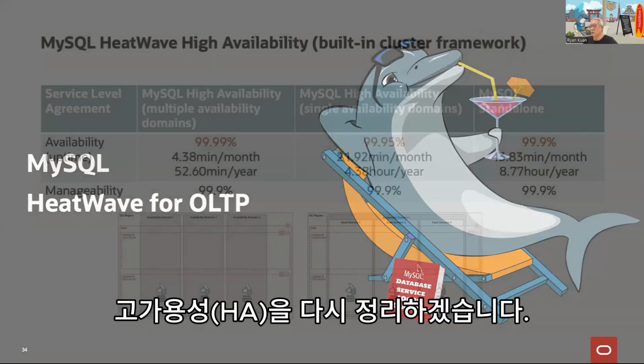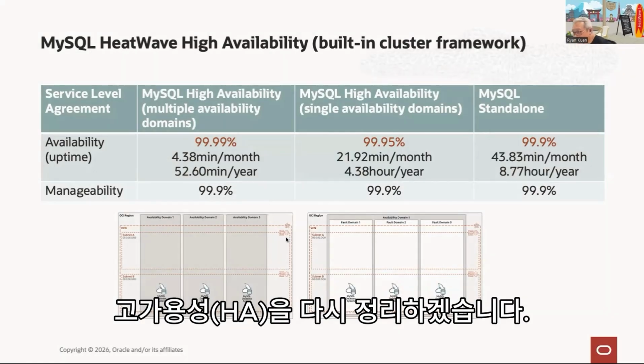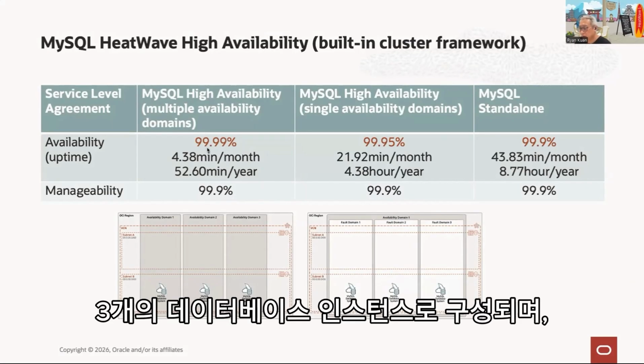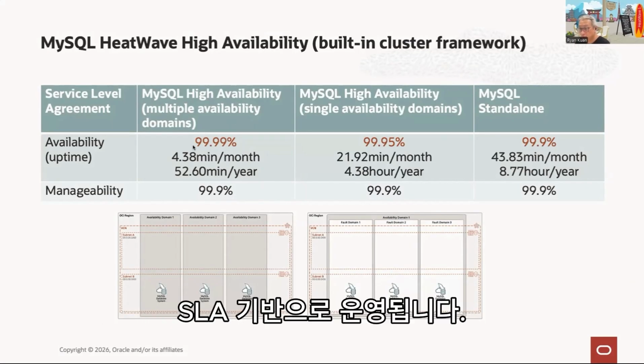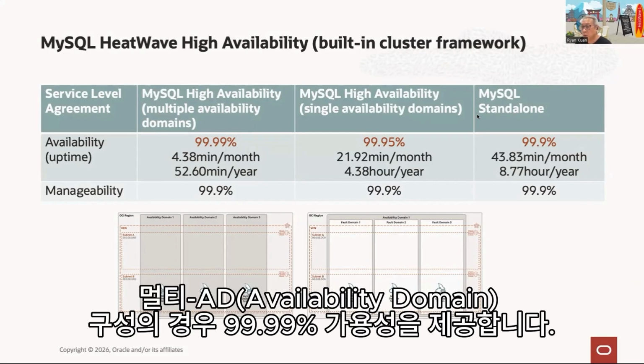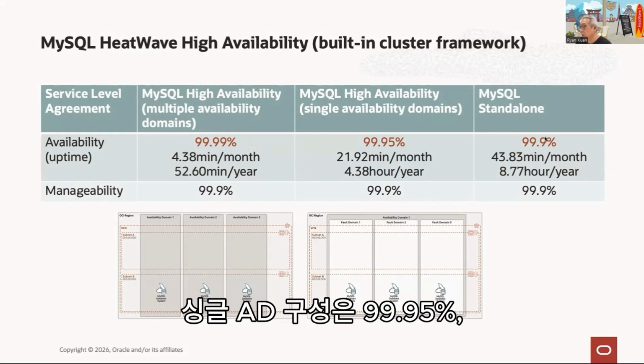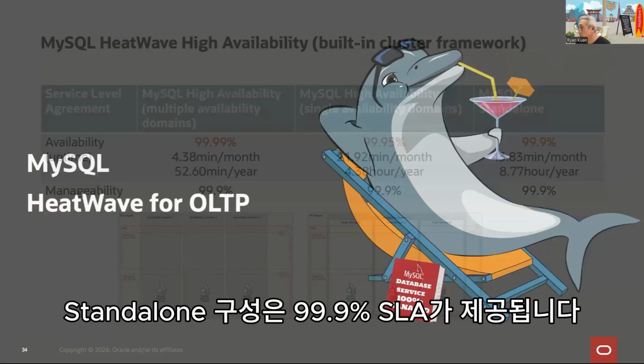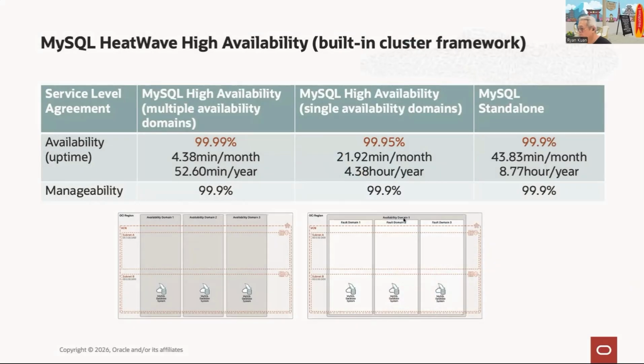Okay, so lastly but not least, let's go through the high availability. These are all SLA based. In the multiple AD, we provide 99.99% uptime, for a single AD, availability domain, it's 99.95, and standalone is 99.9.